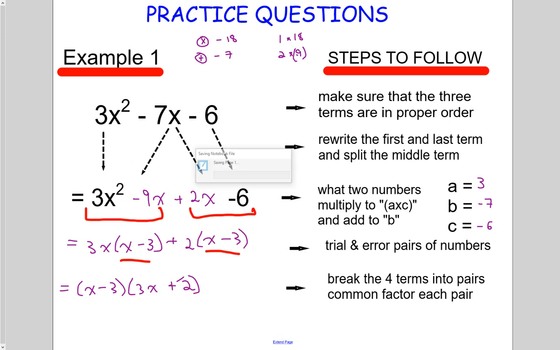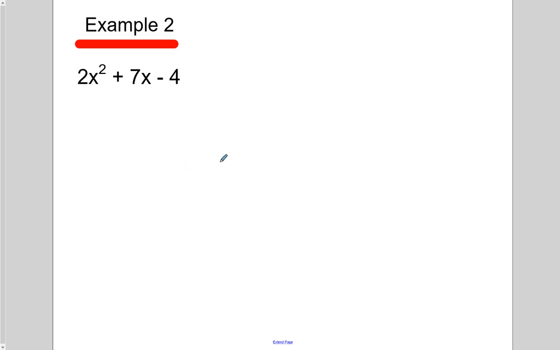Okay, so let's try a few of these. These are the trickiest kind for sure. They're tough. They're not easy. But this is one of the ones we need to do for factoring. So let's try a couple of examples. I'm going to go through some examples right now just to show you how to do this.